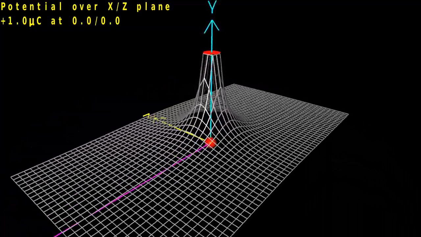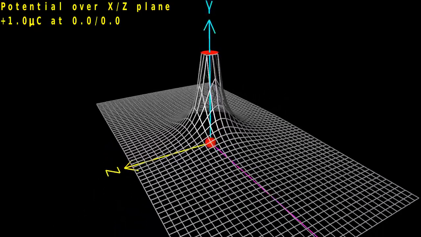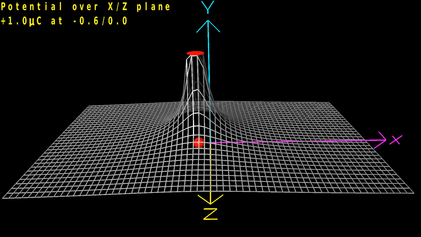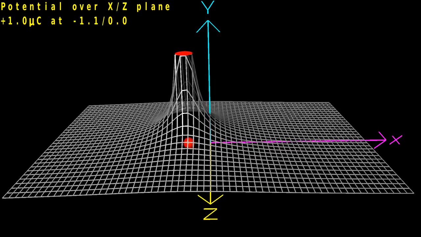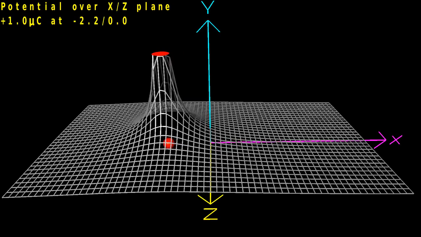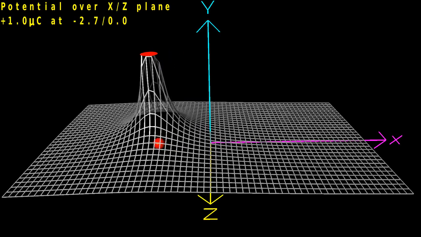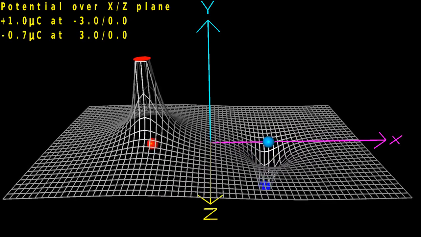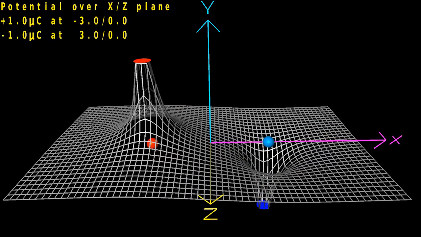Let's go back to a positive source charge and shift the position of the particle to the left along the x-axis. When fading in a negative charge next to the positive one, all points of the potential grid are pulled at least slightly to the bottom. The animation stops as soon as the absolute value of the negative charge equals that of the positive charge.